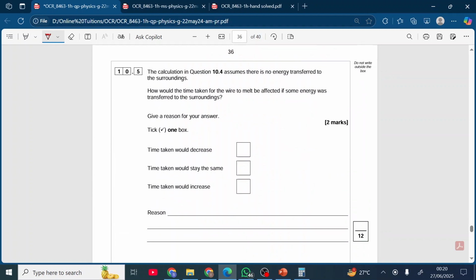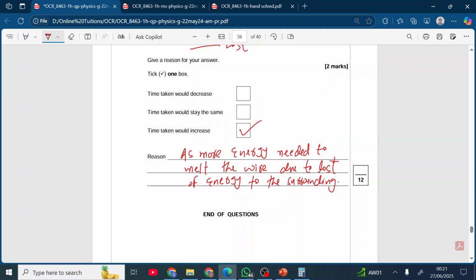Last question for this paper. The calculation in question 10.4 assumes there is no energy transfer to the surroundings. How would the time taken for the wire to melt be affected if some energy was transferred to the surroundings? That simply means that some energy is lost. So if some energy is lost to the surroundings, of course the wire will take more time to melt, because more energy will be lost to the environment. So it means that you need extra energy to melt the wire.